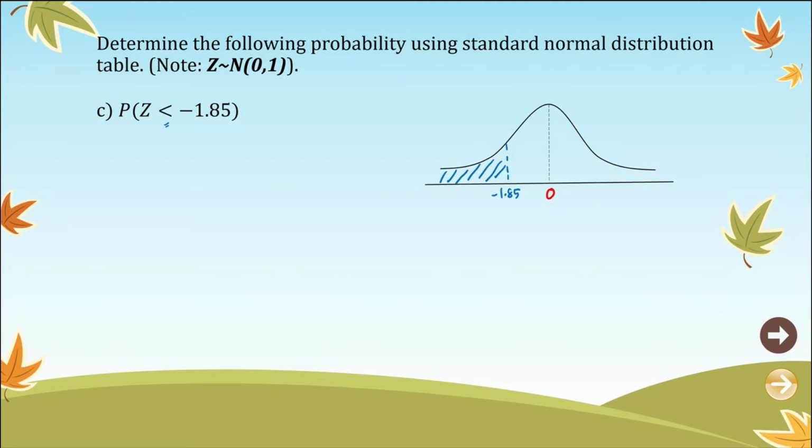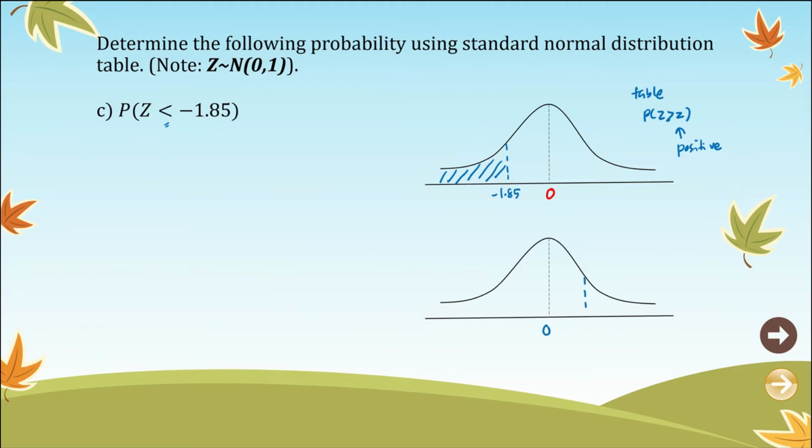So, our table is only for P(Z greater than z). So z is always positive, and we cannot read it if the value is negative. Because the curve is symmetric, we can reflect the value of negative 1.85 to the right side. We shade the same area. Because it is symmetric, that means the areas are equal, they have the same values.